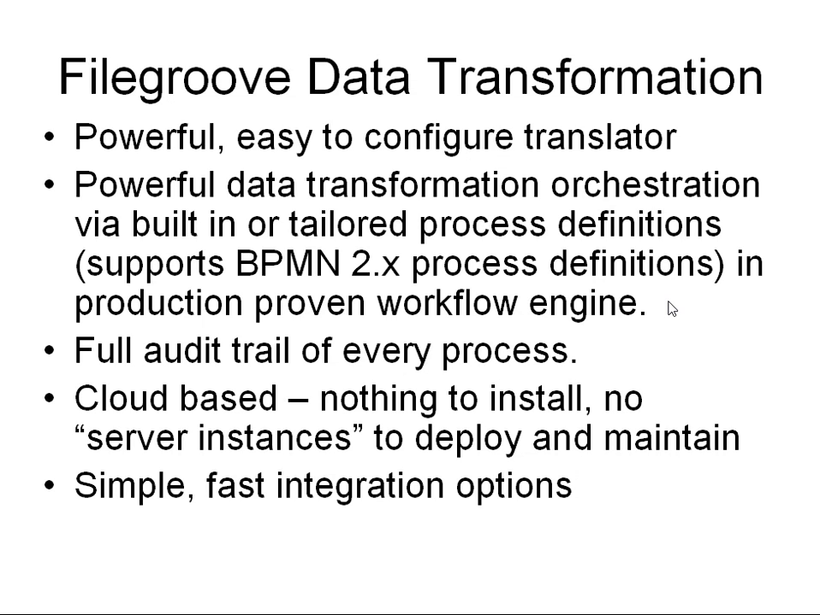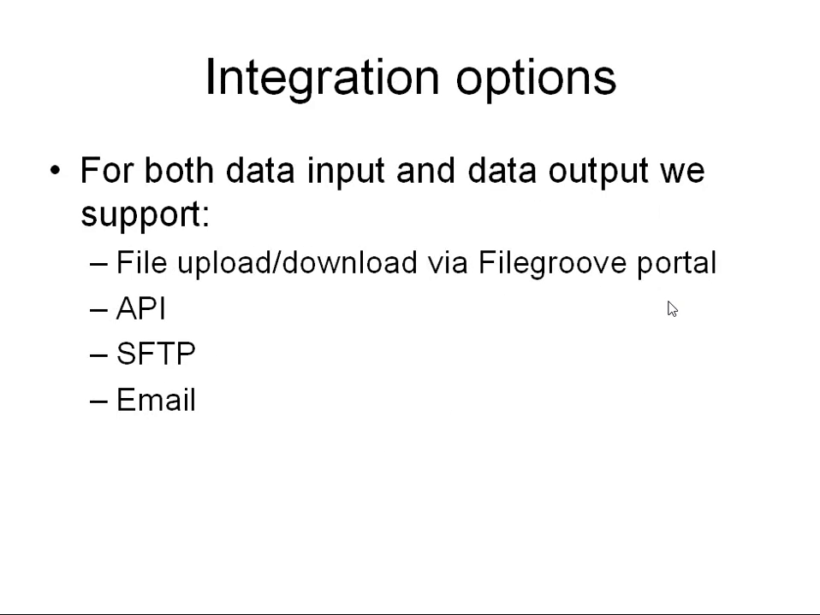No services to set up in AWS or some other cloud provider. None of that. You just interface to it in a very flexible way. There are many simple and fast integration options. So for input, you can do a file upload. For output, you can do file download via the Filegroove portal, and that's no extra cost. That's just a part of the product that's sitting there. Often clients will use this first to get their mappings right, test their mappings, and then when they're working, they can move on to an API interface. So the API again can be at both input and output end, or SFTP or email.